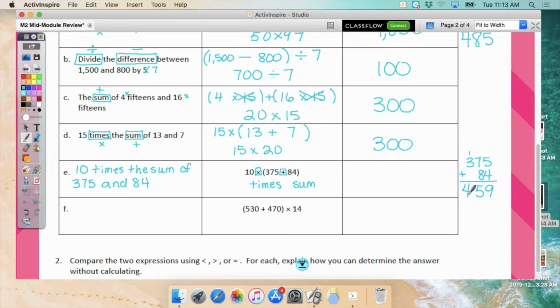Okay, so 459, is that my answer? No, you have to add. Okay, did I multiply it times 10 yet? No. Anything times 10? Add a 0 to the end. Okay. All right. So let's figure out what words we need, and then we'll figure out what to write.